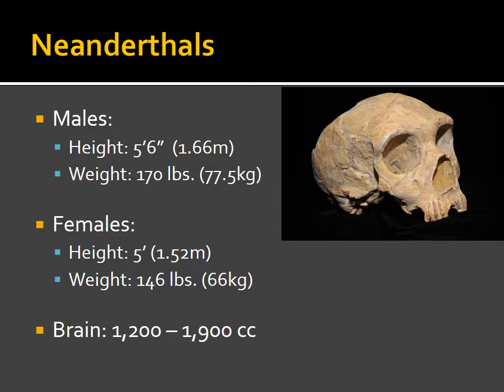Now recall that the average modern human brain size is about 1300 to 1350. So our average is on the low end of the Neanderthal range. So for 5 feet to 5'6", they had brains that were about 20% larger than the modern human brain. Neanderthals had the largest brain of all hominin species.